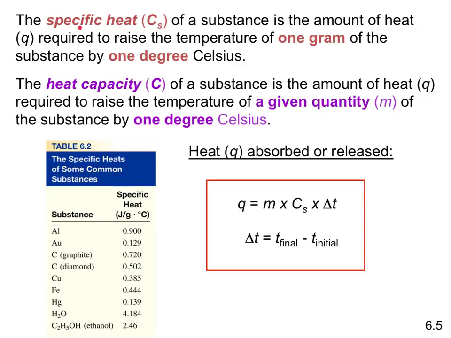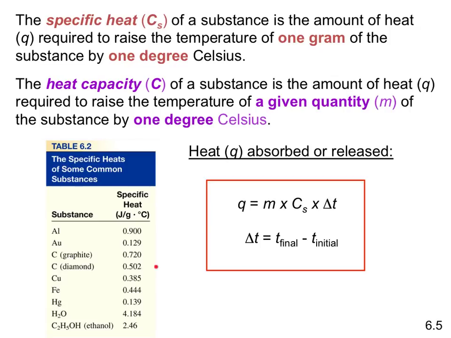So if we look at the specific heat, C sub S, the specific heat of a substance is the amount of heat, or Q, required to raise the temperature of 1 gram of that substance by 1 degree Celsius. So it's a very specific definition of our heat capacity. Now, we could also define heat capacity in a more generic way, where we're just basing it off a given quantity. So that could be moles or grams or what have you. But we typically rely on specific heat data for use in our Q equals mc delta T equation.